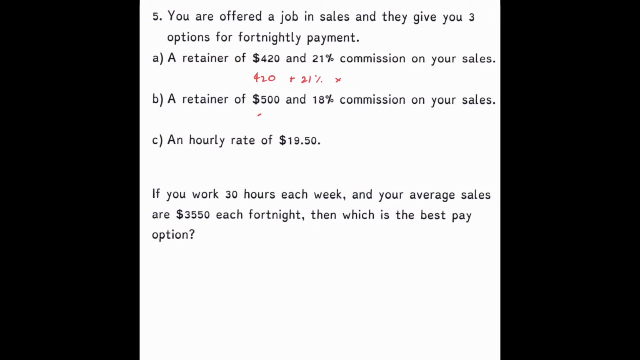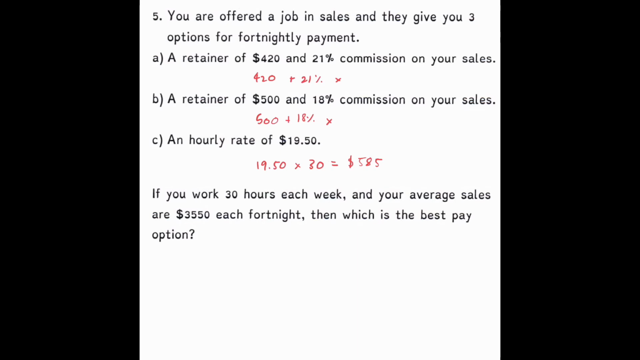So for B, it's just $500 each fortnight, but a lower commission. And for C, it's just an hourly rate. So in this last little bit here, it gives us everything else we need. We know that we work 30 hours. So for C, that's going to be times 30, which gives me an answer of $585 for the fortnight.